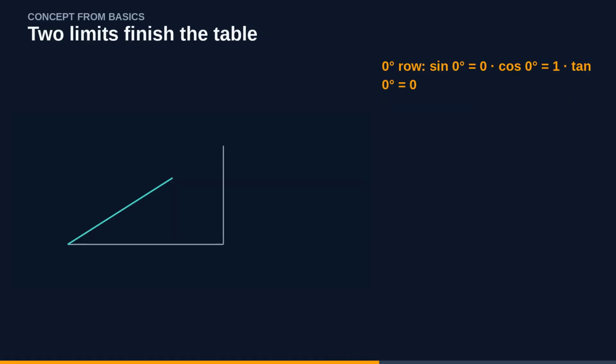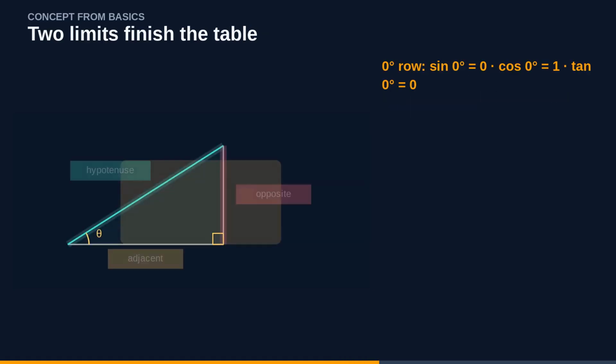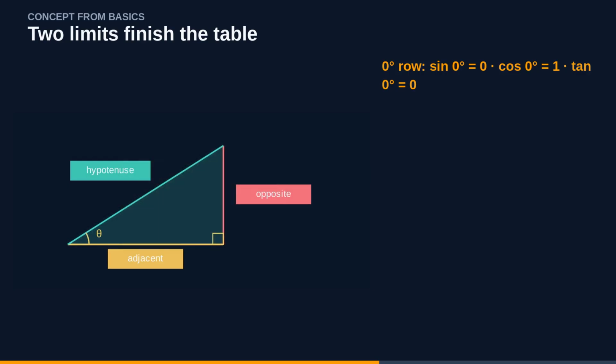2 limits finish the table. Squash the triangle flat, the angle drops to 0, the opposite leg has no length left, and the adjacent leg lies along the hypotenuse. Sine of 0 is 0, cosine of 0 is 1, tan of 0 is 0.